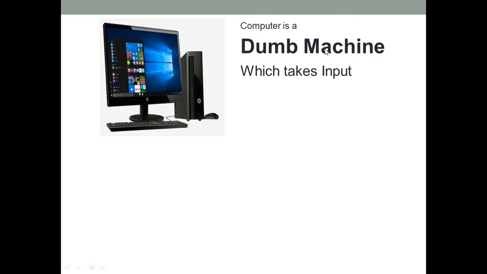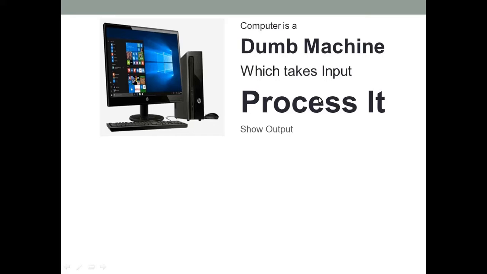So computer, this is our computer. Computer is nothing but a very dumb machine. Yes guys, computer is nothing but a very dumb machine which takes input from the user. It processes it. This is one of the most important topics in computers, that is processing. Computers take the input from the user, process it, and show the output. This is the main work of the computer.